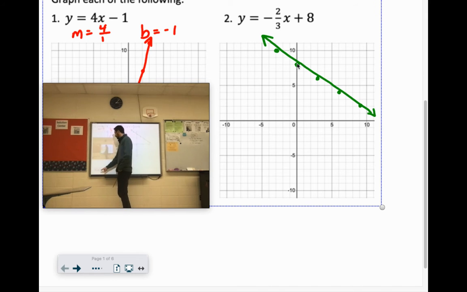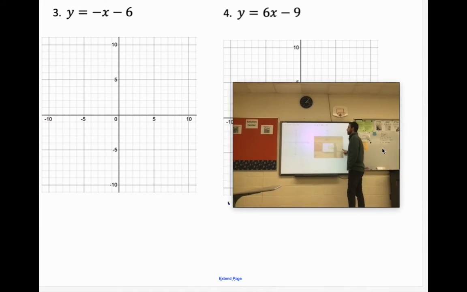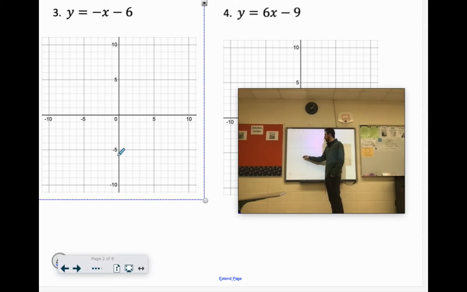Let's keep this graphing train going. A little bit of a curveball on this one. I see the y-intercept is negative 6, no problem there. But there's no number in front of that x. All it says is negative. Well, there is a number, it's just invisible. It's negative 1, but again, if you're thinking of it like a fraction, that's negative 1 over 1 for your slope. So from that dot, we're going to go down 1 over 1.